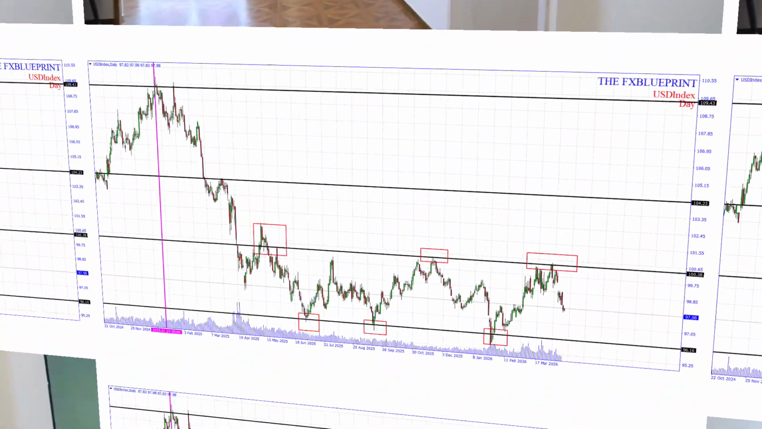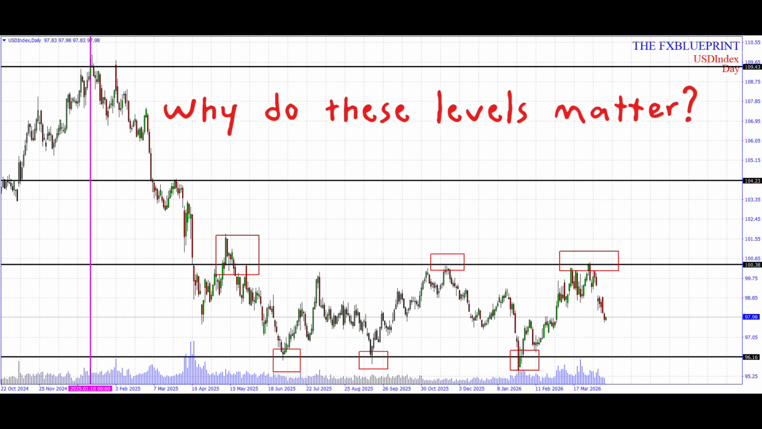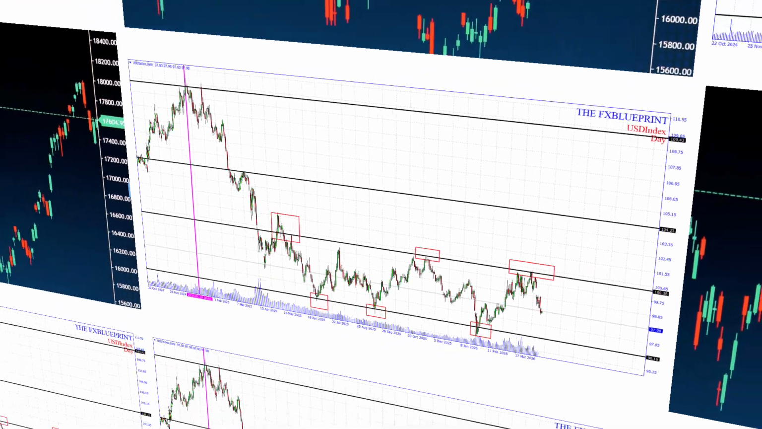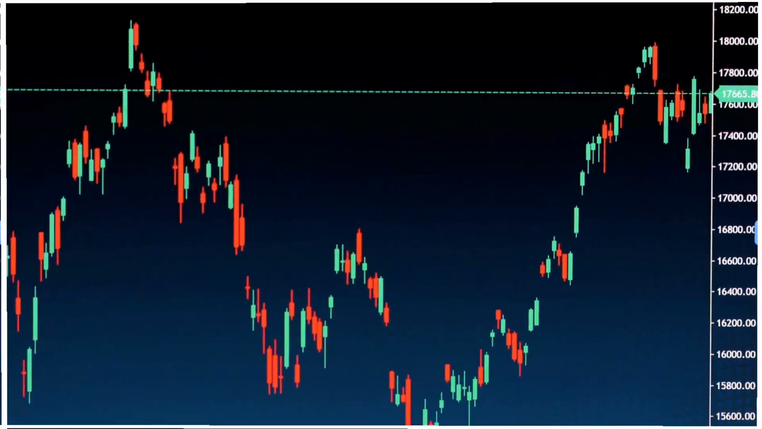Of course, you may ask yourself, why do these levels really matter? It's important to understand that the market often remembers areas where strong reactions happened before. These zones help traders identify where price may pause, reverse, or even break out with momentum. So instead of seeing the chart as random movement, support and resistance give structure to what we call price action. They help us identify where buyers and sellers may become active.